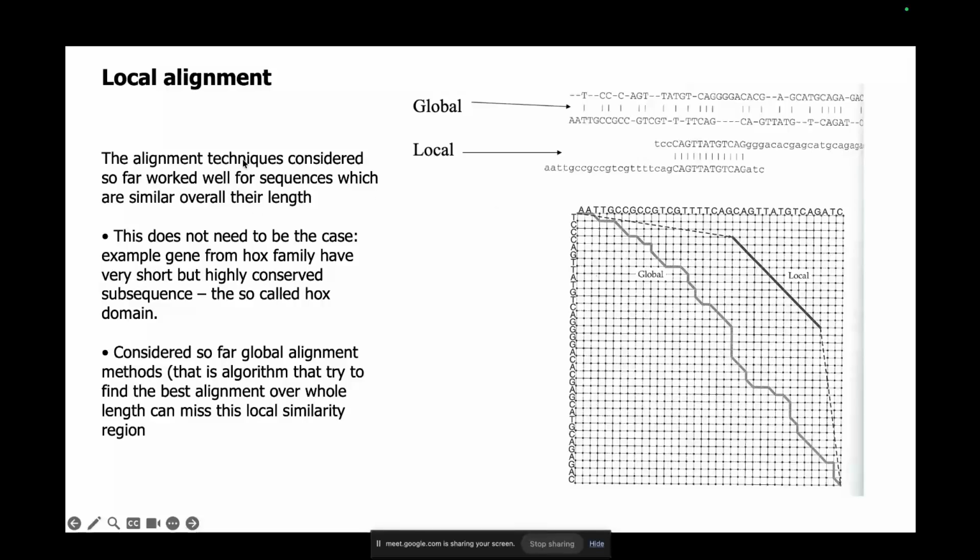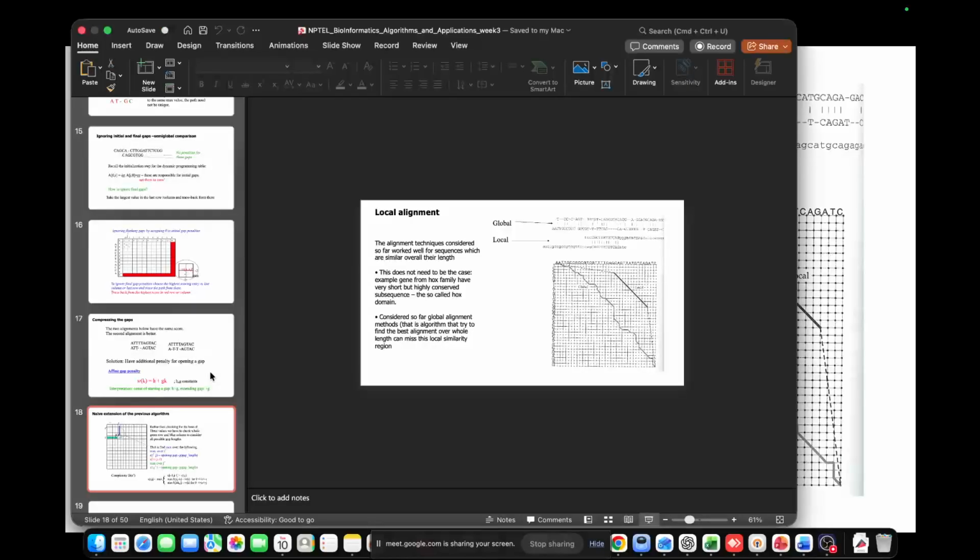One good example of this would be a gene from the Hox family. These are your homeotic genes. They have a very short but highly conserved subsequence, which is called the Hox domain or the homeo domain. If you do global alignment and try to find the best possible alignment, you can miss this particular local similarity that is there.